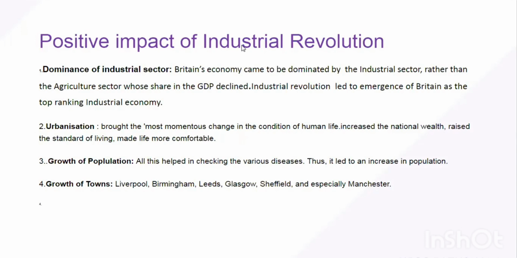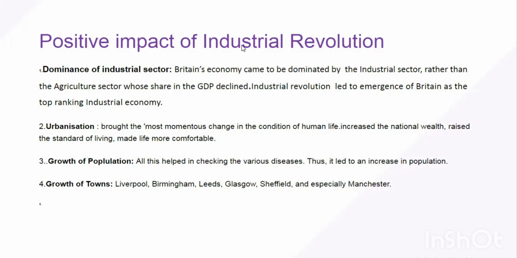When we talk about the positive impact of the industrial revolution, the first positive impact is dominance of the industrial sector. Up till now, the British economy was dominated by agriculture. Agriculture had a major contribution in the GDP of the English economy. But with the advent of the industrial revolution, the British economy came to be dominated by the industrial sector rather than the agricultural sector. The share of the agricultural sector in the gross domestic product declined and the share of the industrial sector increased, and that resulted in the emergence of Britain as one of the top ranking industrial economies of the time. So that is the first positive impact.